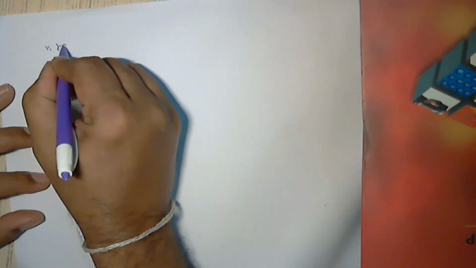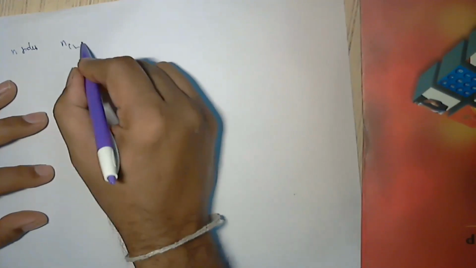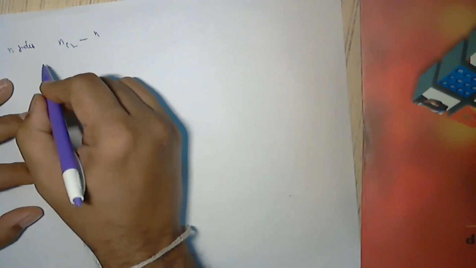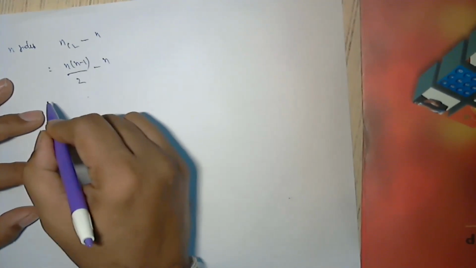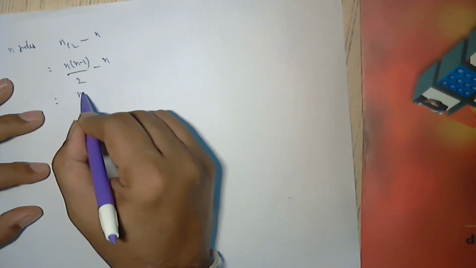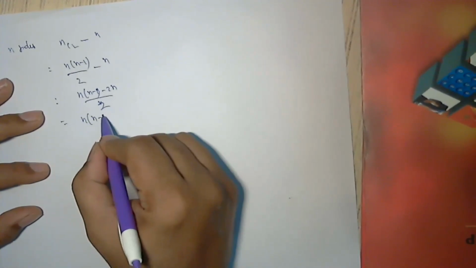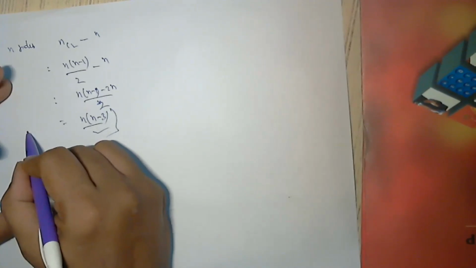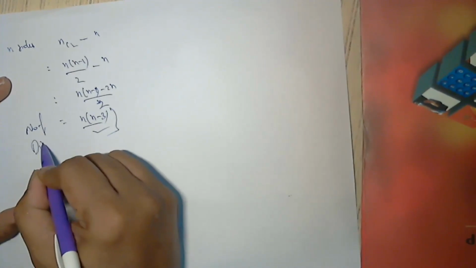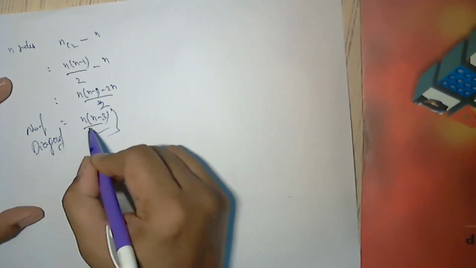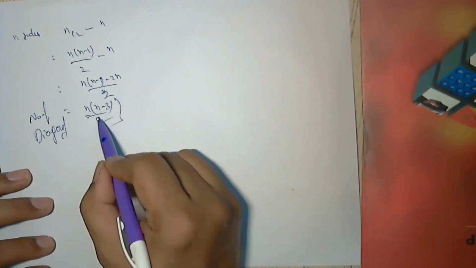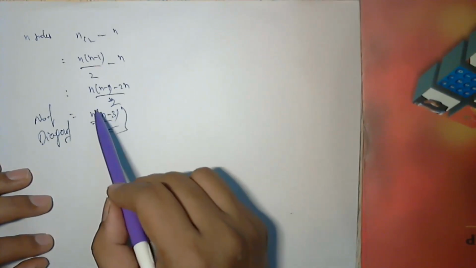Suppose an n-sided polygon is there. So nC2 minus n sides is the number of diagonals. If you simplify it, n into (n-1) by 2 minus n, that is n into (n-1) minus 2n by 2, that is n into (n-3) by 2. This is the formula for the number of diagonals of an n-sided polygon. So this is how the formula has come: n into (n-3) by 2.